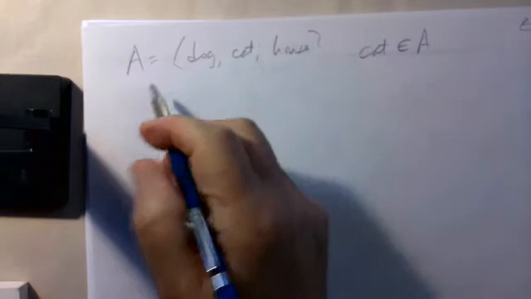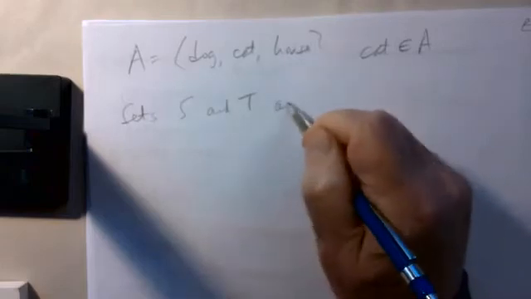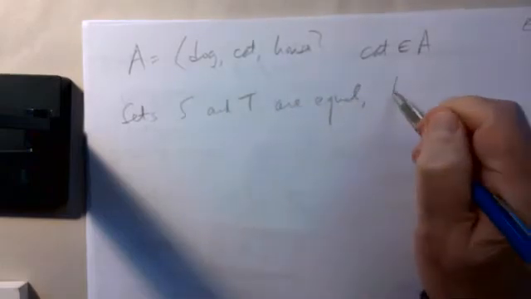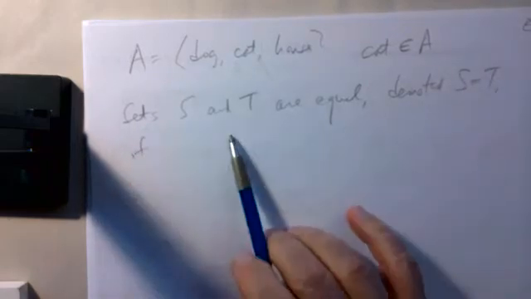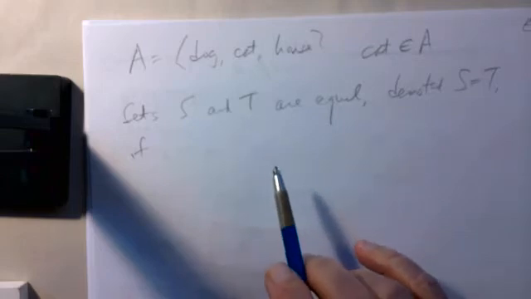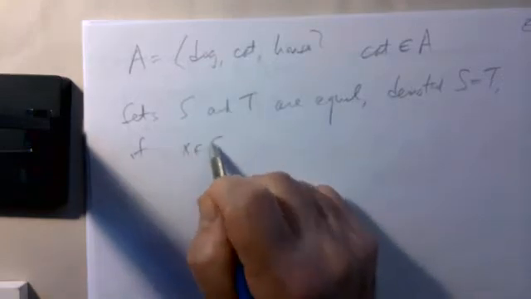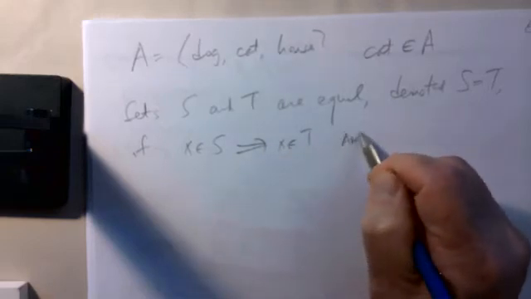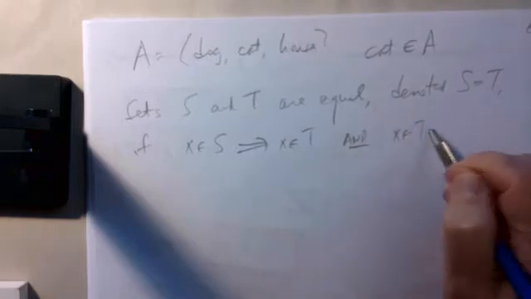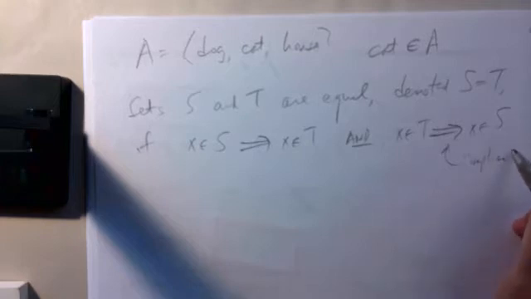And what does it mean for sets to be equal? Sets S and T are equal, which is denoted S equal T, if every element of S is an element of T and every element of T is an element of S. So one way to say that is that X is in the set S implies X is in the set T, and if X is in T, that implies X is in S. And this double-headed arrow always means implies.